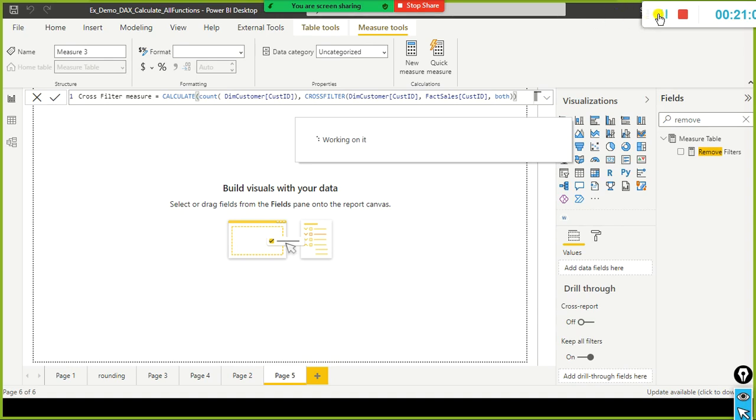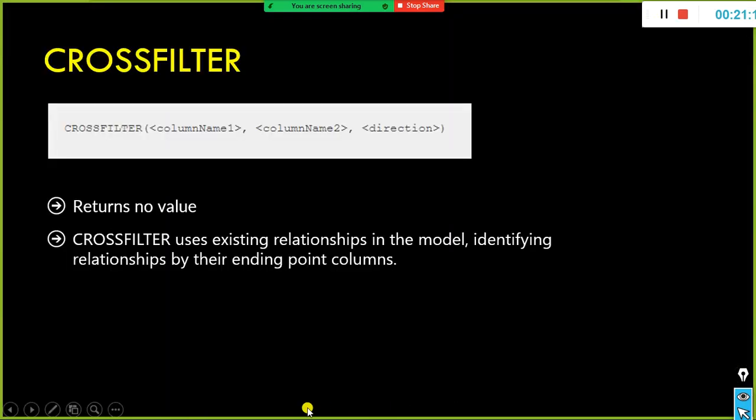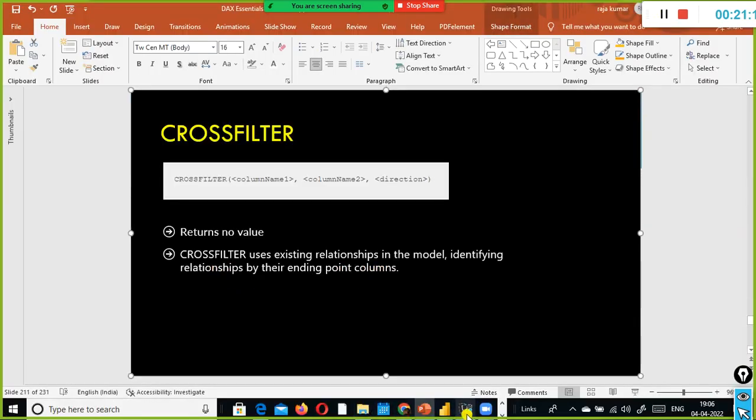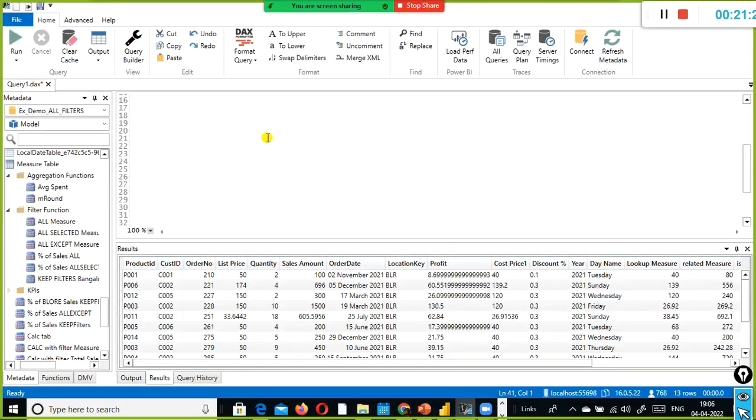I don't know why it takes so long. The DAX Definitive Guide is very much helpful, and importantly, I thought of helping you to understand how to use DAX Studio. One second, the system is hanging. Let me just see DAX Studio, right? So how to use DAX Studio.